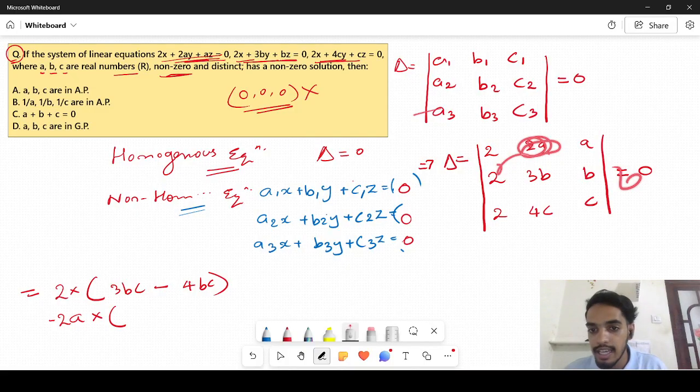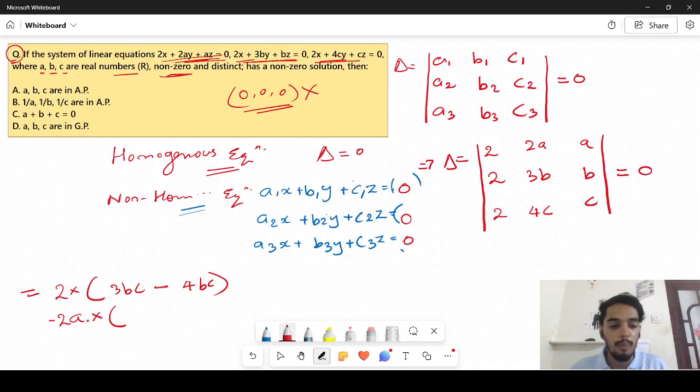If we are taking 2a here, what do we have to do? We have to multiply 2 and c, and also multiply 2 and b, right? So minus 2a into 2c minus 2b, right?